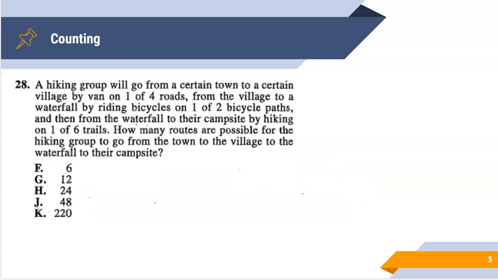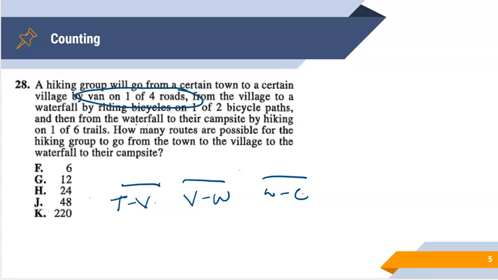Now it's going to be your turn. Okay, so we have 3 things going on, right? They're going from town to the village, and then from the village to the waterfall, and then from the waterfall to the camp, right? Well, if we're reading here, there's 4 ways to go from the town to the village, there are 2 ways to go from the village to the waterfall, and there are 6 ways to go from the waterfall to the camp. If we multiply these together, we will wind up with choice J of 48. Hopefully you did the same.